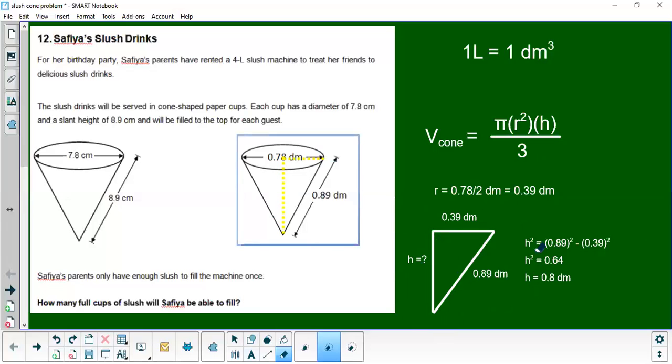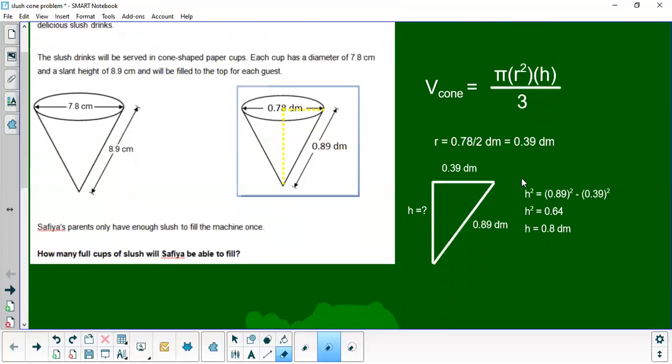So h squared is this squared plus this squared. So we have to subtract to find h. We get h squared is 0.64. The square root of 0.64 nicely turns out to be 0.8. So now we found r, we found h, and we can plug it all into the formula.